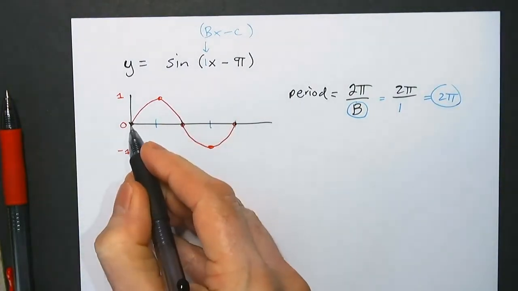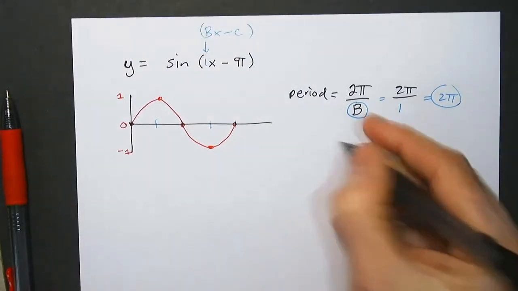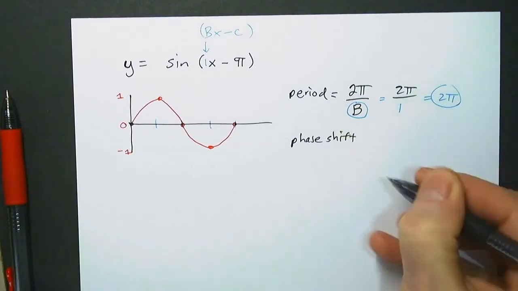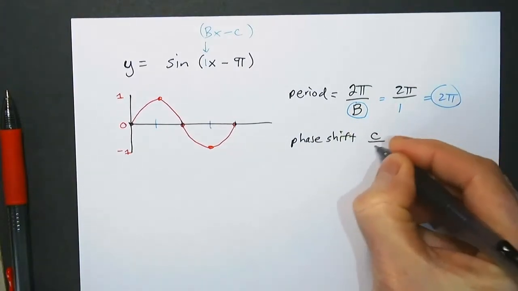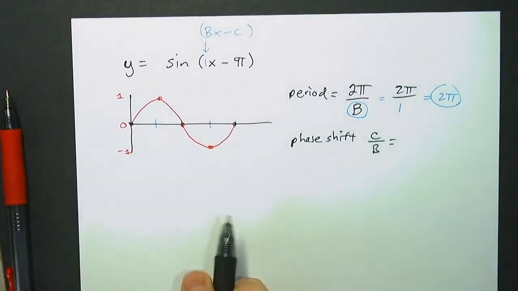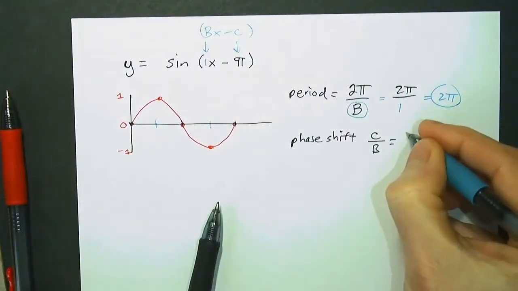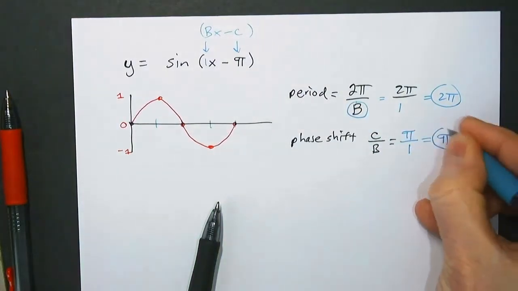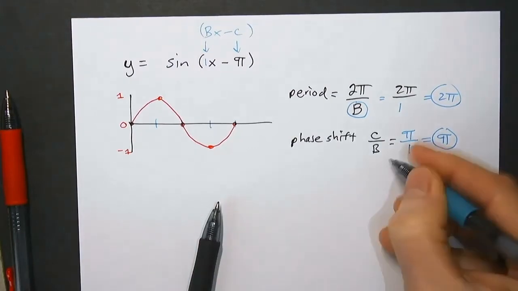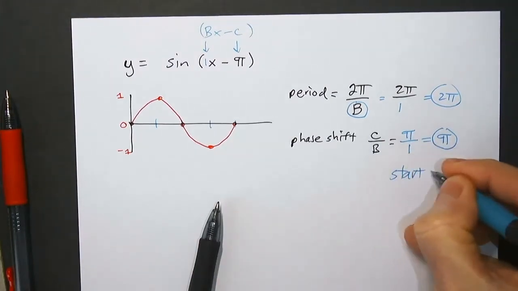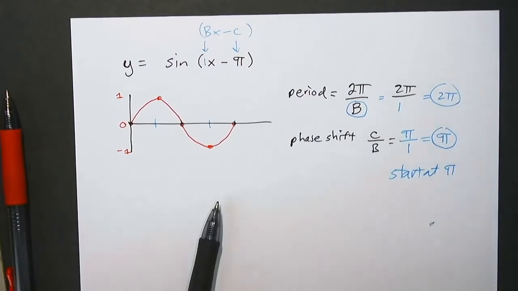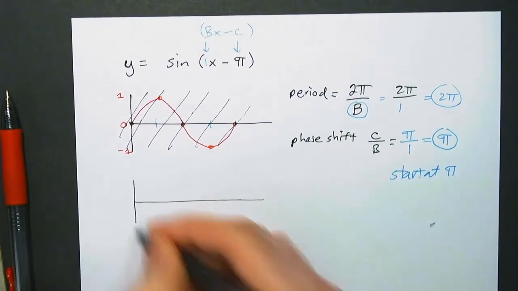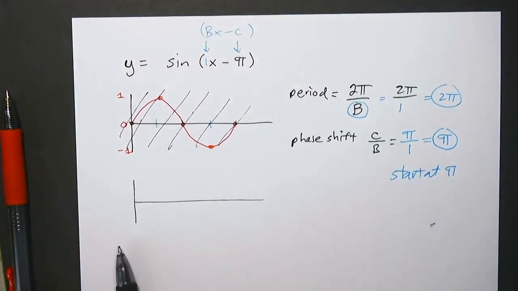However, does this graph actually start right here? Let's do the phase shift. The phase shift says C over B. In this case, our C is pi. Our B is 1. So this is pi. So what this means is don't start at 0, start at pi. So let me start over here. This is going to start at pi.